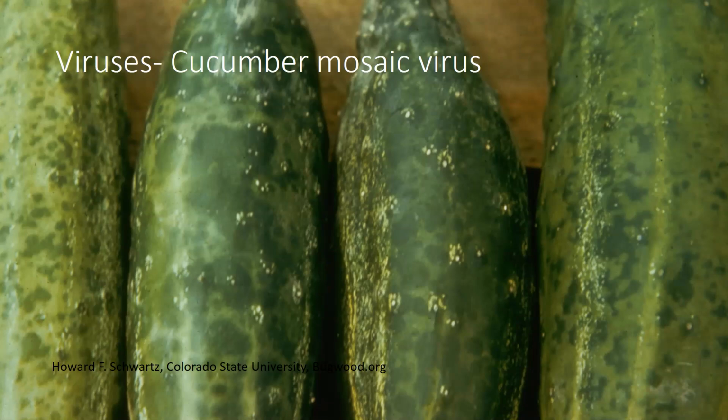So the control for this is really using resistant cultivars and timing of the planting so that you can avoid aphids. Not planting when you're going to have a huge aphid infestation will also help.